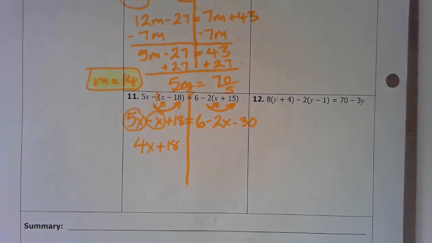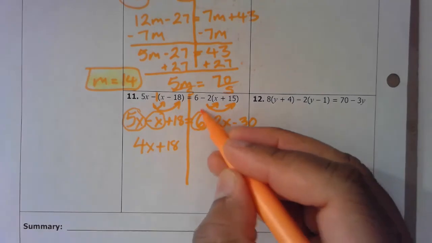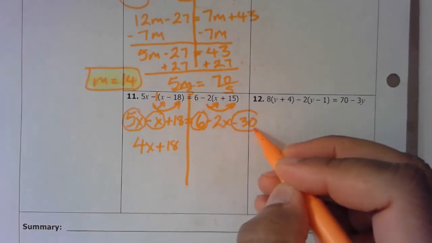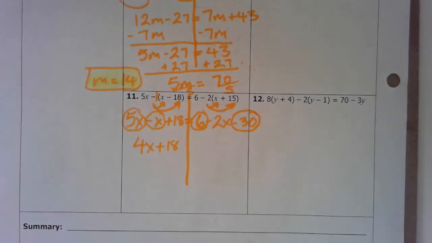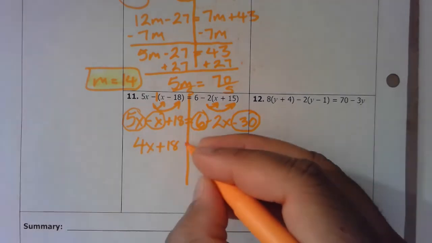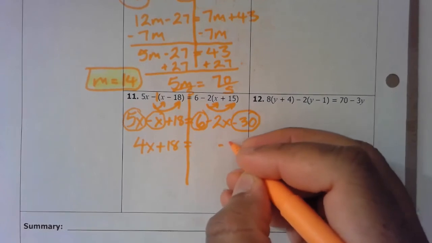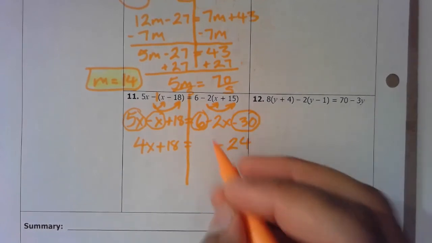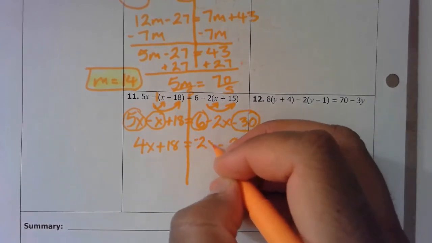Now, what about on the right-hand side? Well, I have a 6 that I can combine over here with a -30. All right, and when I combine those, 6 minus 30, that's just going to be a -24. And then I'll bring down the -2x.